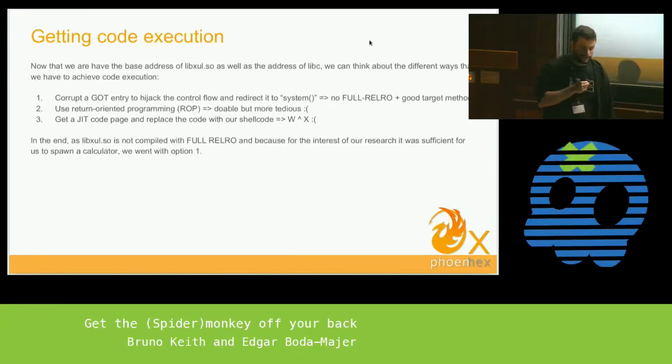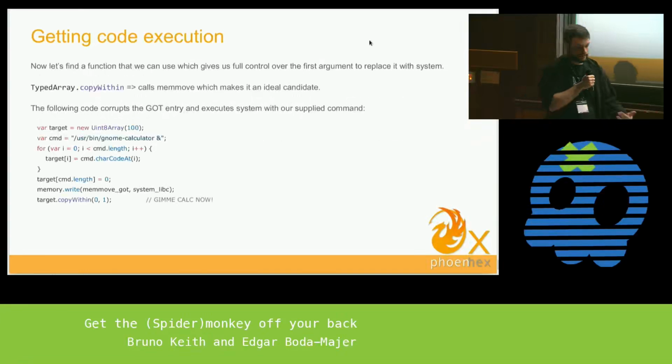The good thing for us is that the first step actually requires a bunch of things. So the relocation section needs to not be read-only, which is the case for Firefox actually. And we also need a good target method. So that's the last thing that's left for us to do. The goal now is to call system with a string that we control. And for that, we need to find a method that's called inside the JavaScript engine, where the first argument is actually of the same type, a pointer.